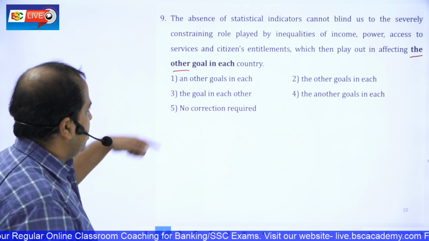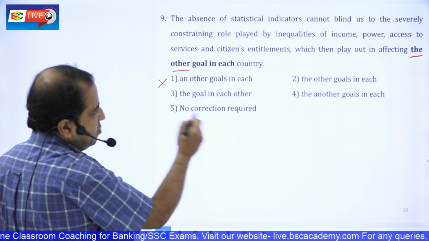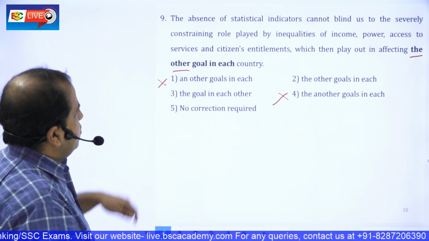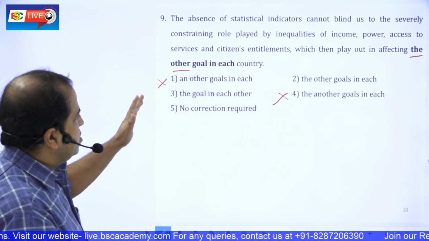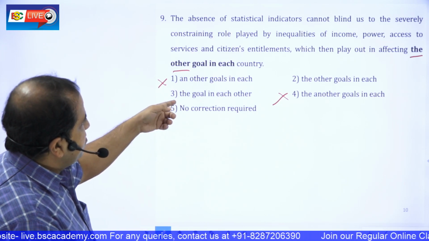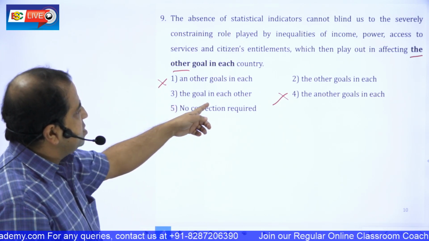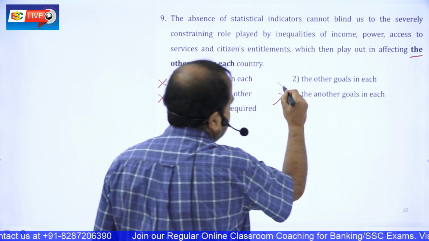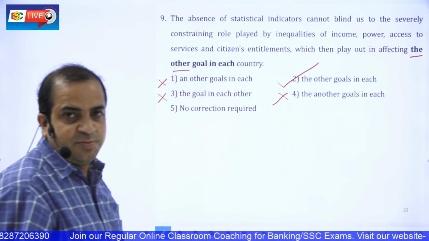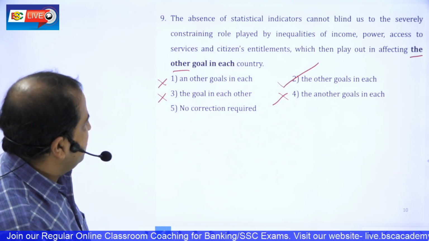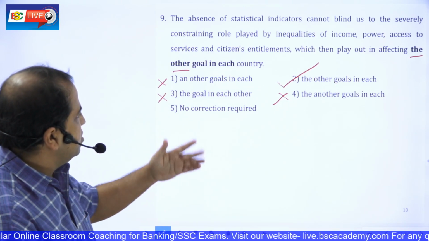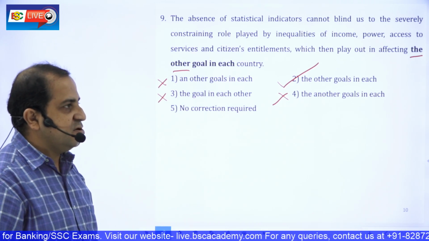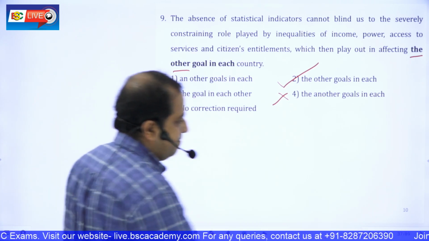Another goal kahin hai? Nahin. This says another goals. No. The another goals. Absurd. So we are referring to the other, which then play out in affecting the goal in each other country. No meaning. So in affecting the other goals in each country. So thoda sa meaning pe dhyan rakhein. It will become very easy for you. It then play out in affecting the other goals in each country. So 9 ka answer is 2. Let us move on to the next question.